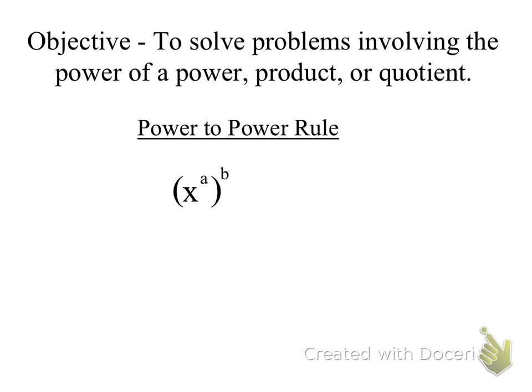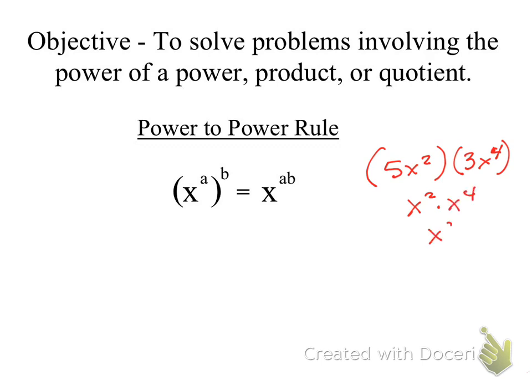This is how I describe it. I usually describe it how I see it. I call it the outside-inside rule. When you have an exponent inside the parentheses and an exponent outside the parentheses, we multiply them, as opposed to when I have like bases, like x squared times x to the fourth, where we add the exponents. But here we'd be multiplying when it's outside, inside.